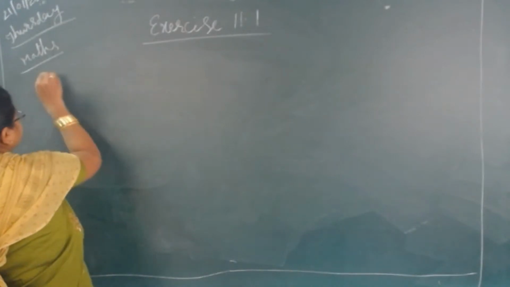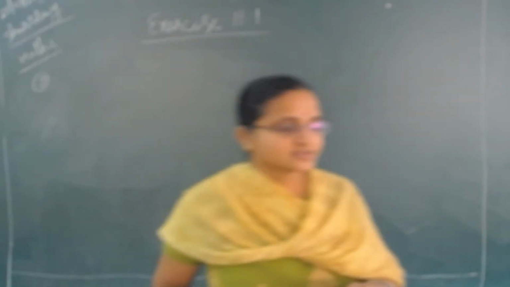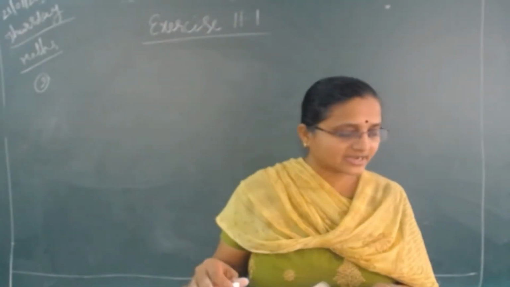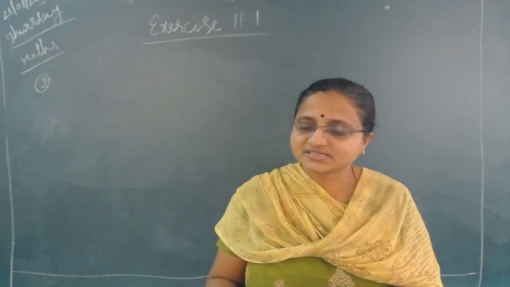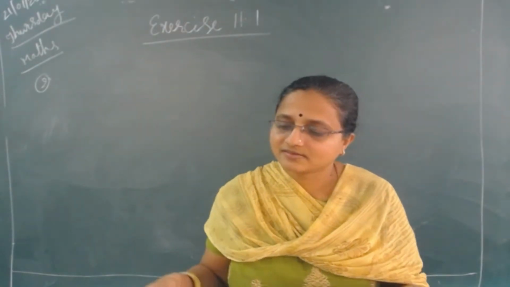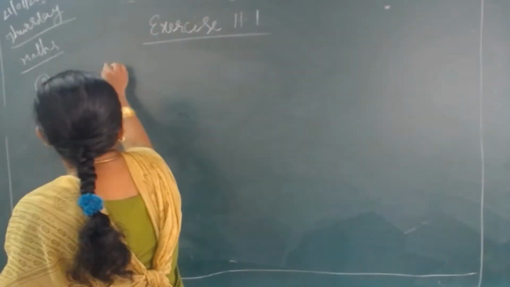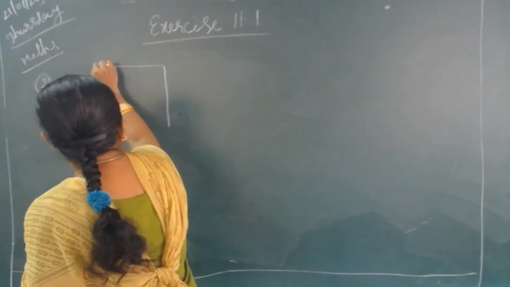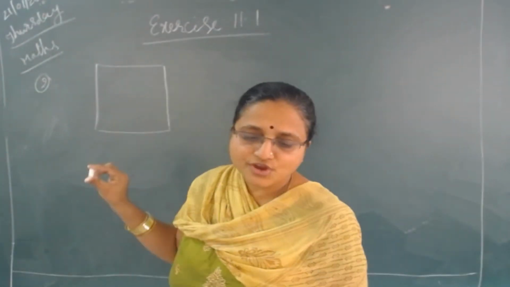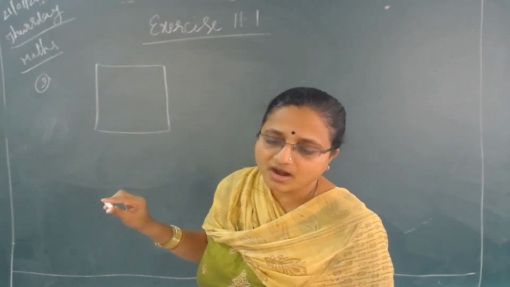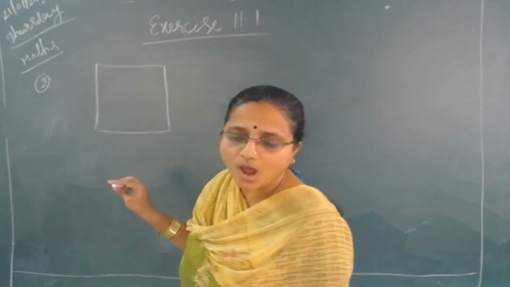See, what is sum number 2? Before doing a sum, read the sum properly first. Mrs. Kaushik has a square plot with the measurements as shown in the figure. This is a square plot. She wants to construct a house in the middle of the plot, and a garden is developed around the house.